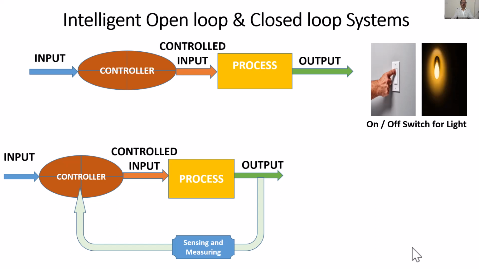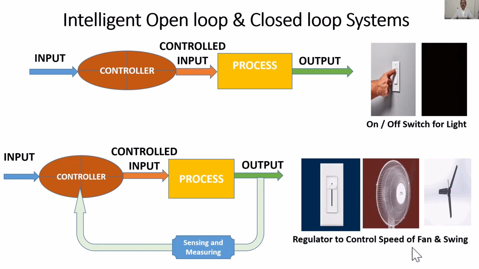On the other hand, the closed loop system is one where the output is sensed and measured, and it is given back to the controller, which controls and gives the output. For example, you have a regulator. By looking at the room conditions, one can change the speed of the fan, or even an AC in the room. Depending on the conditions, one can sense what final temperature is required, and accordingly the controller, automatically or in a manual way, gets set to the desired requirements or outputs.